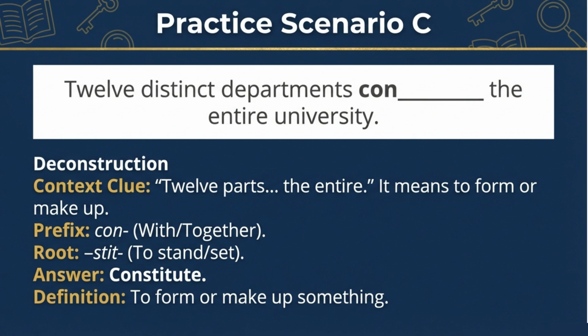Scenario C. 12 distinct departments con the entire university. Let's deconstruct it. Prefix con means with or together. Root stit means to stand or set. To stand together to form a whole. That leads us to constitute.